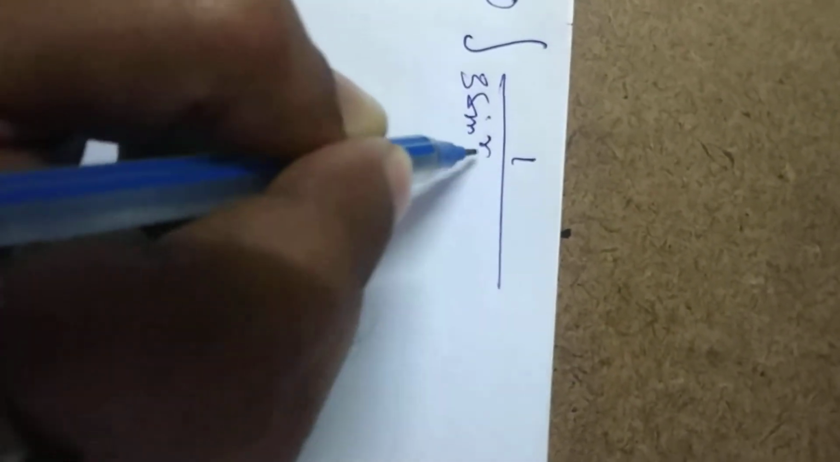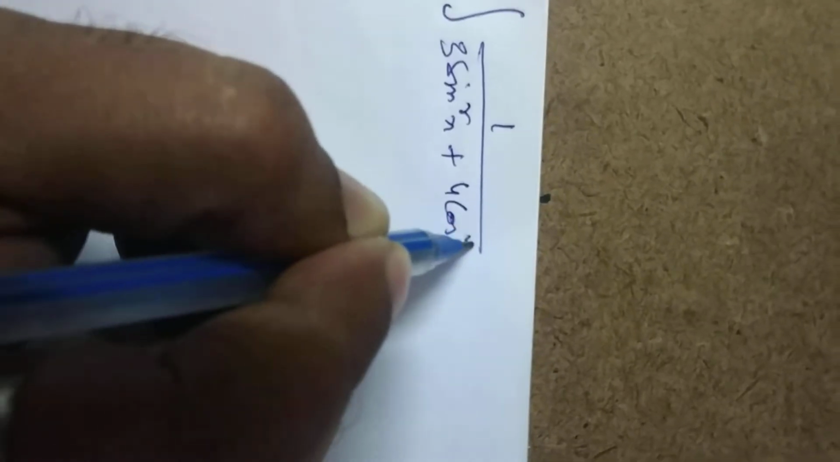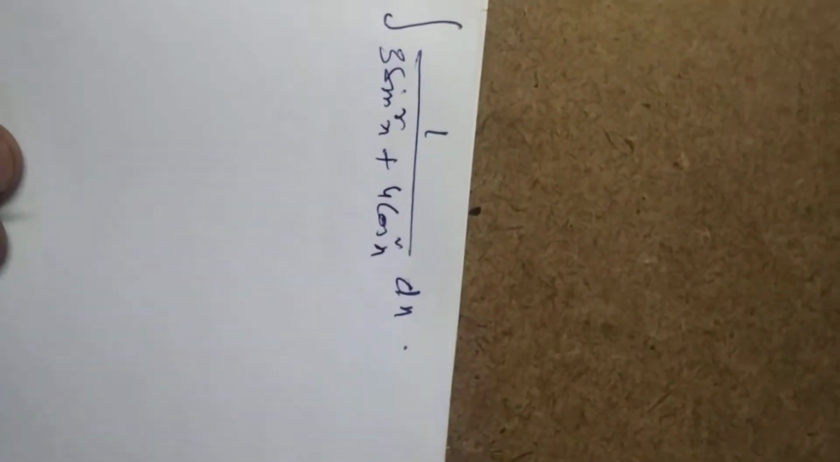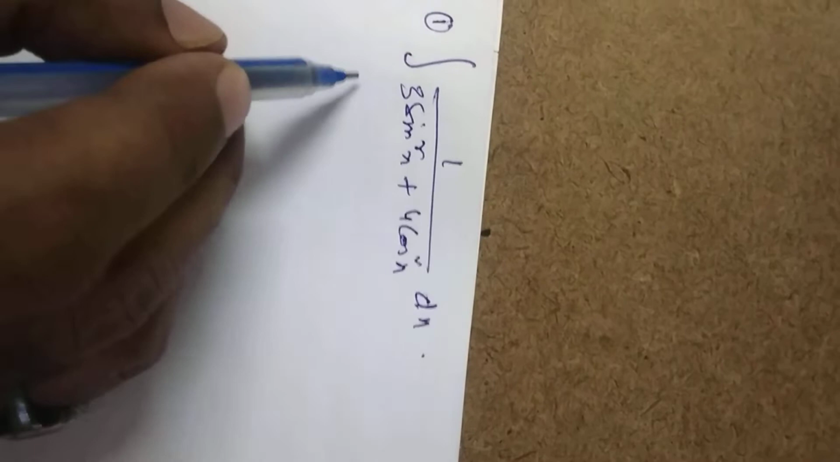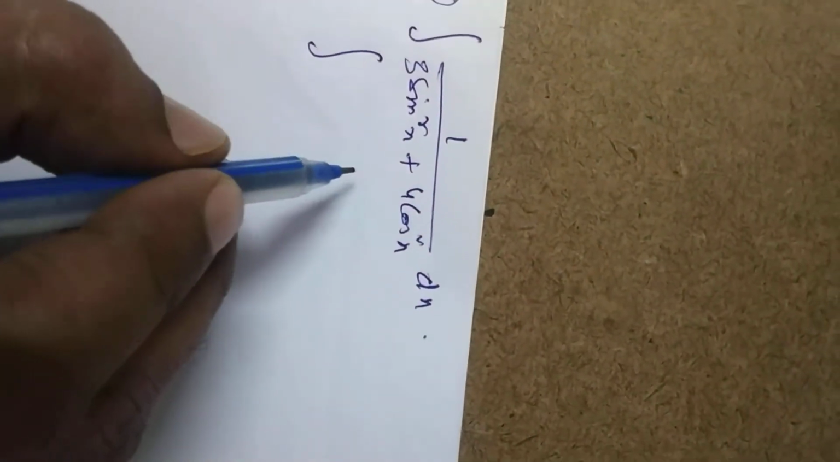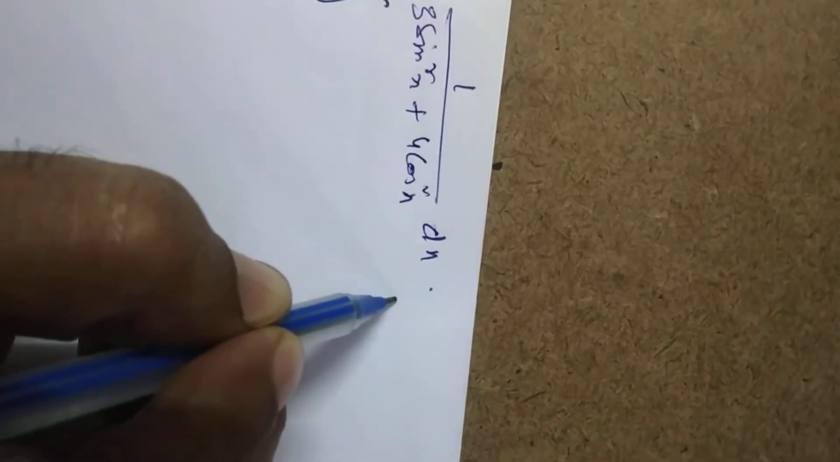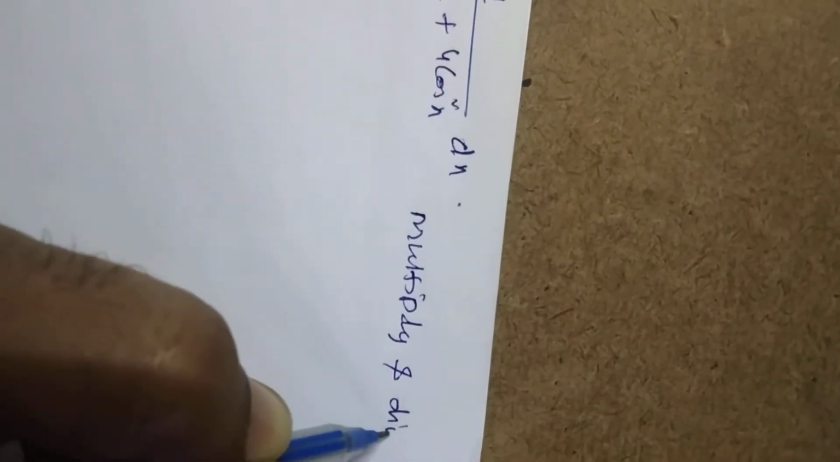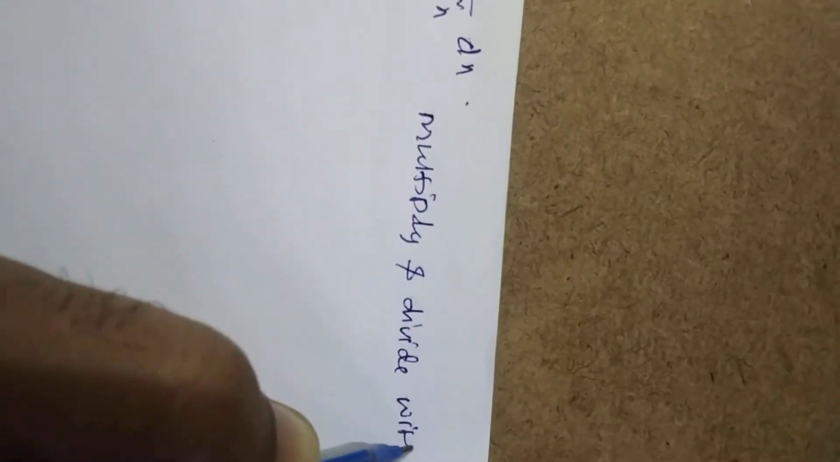So first example based on this, integration of 1 by 3 sin square x plus 4 cos square x dx if I have. So see, step 1 what I told, multiply and divide with secant square x initially, first I told or not. So let us multiply and divide with secant square x first of all. Step 1 is what? Multiply and divide with secant square x.